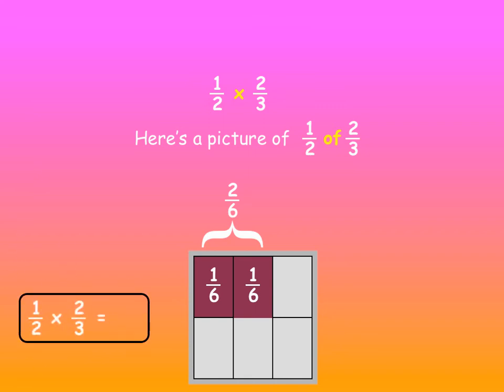Let's look at the math. 1/2 times 2/3. We'll multiply the numerators on top. 1 times 2 is 2. And then multiply the denominators on the bottom. 2 times 3 is 6. Look at that, 2/6, just like it shows in the picture.